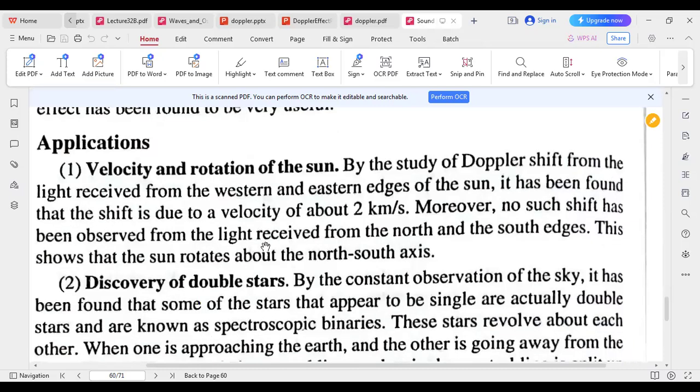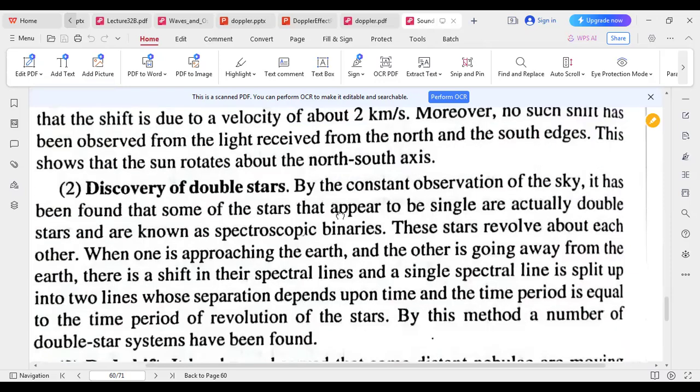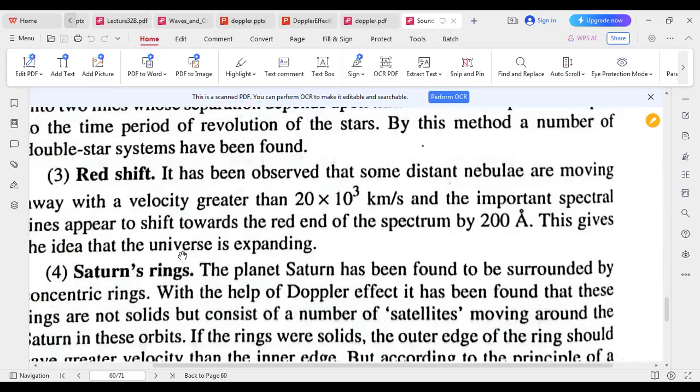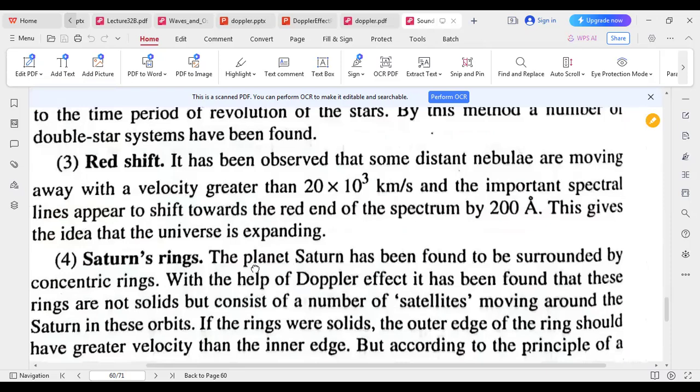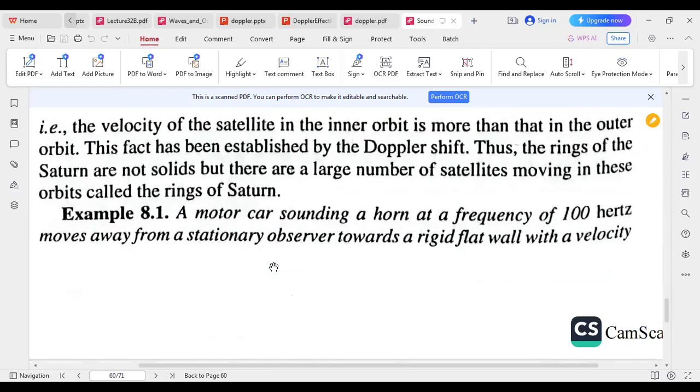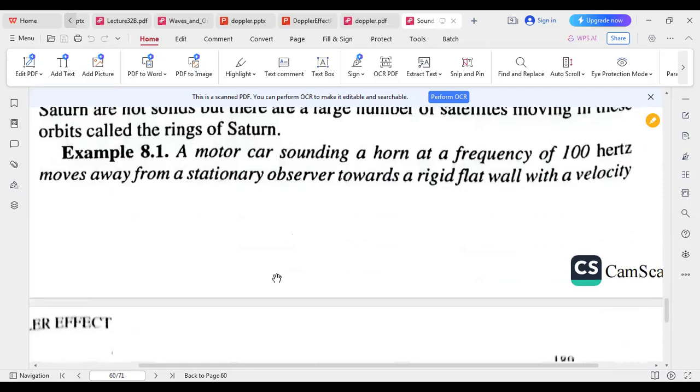This is the application: velocity and rotation of the sun, discovery of double stars, redshift. Saturn's ring is due to the Doppler effect. I will discuss some real life examples.